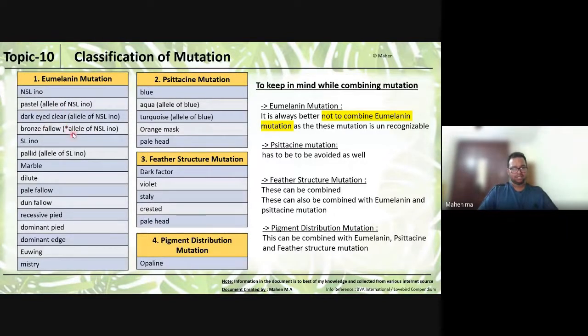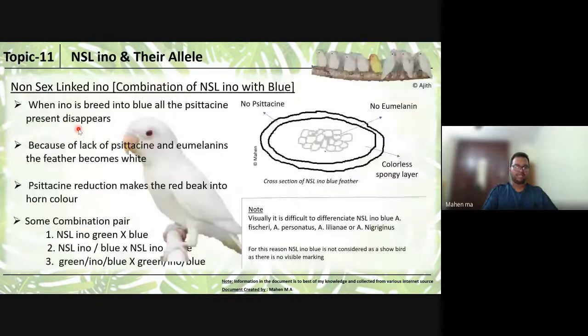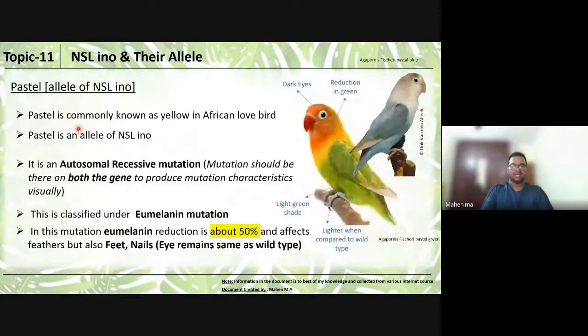Here you can see I've just put a star on bronze fallow. There is still some confusion in understanding this mutation, but however, let us talk only about the pastel and dark eye clear.